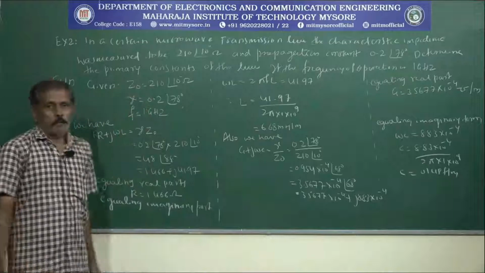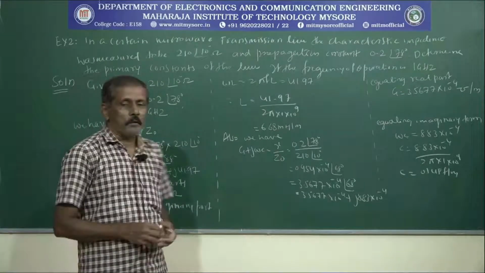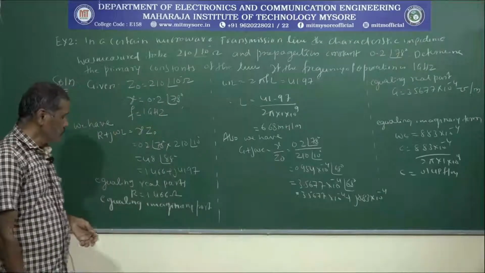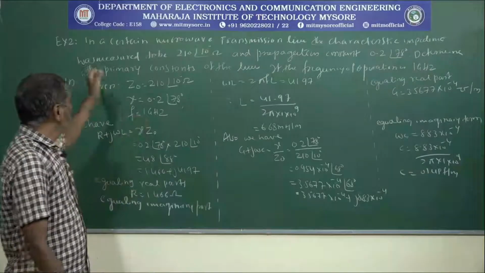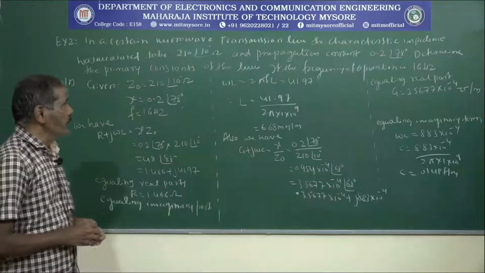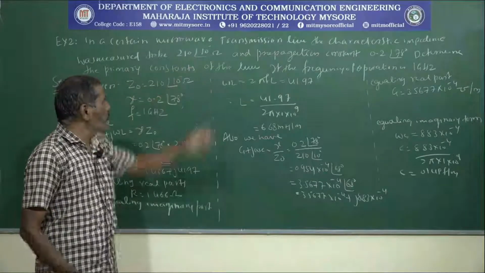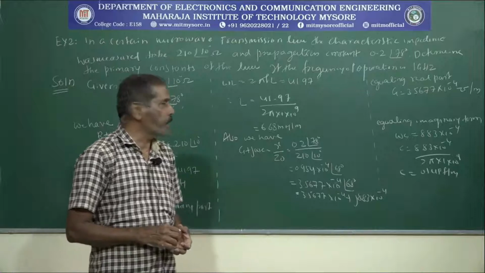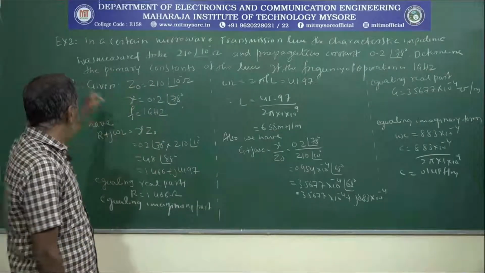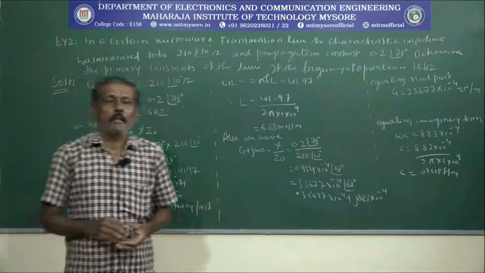So let us consider one more problem. In a certain microstrip transmission line, the characteristic impedance is measured to be 210 at an angle of 10 degrees and the propagation constant is 0.2 at an angle of 78 degrees. Determine the primary constants of the line if the frequency of operation is 1 GHz.